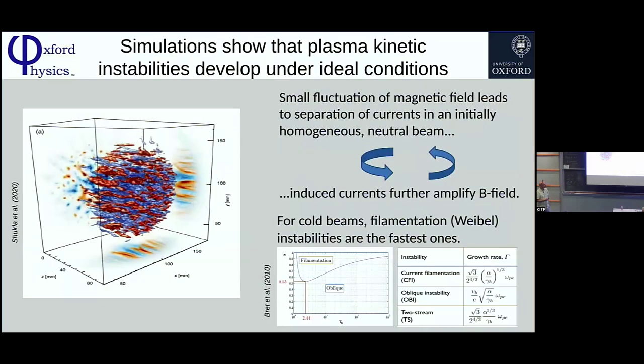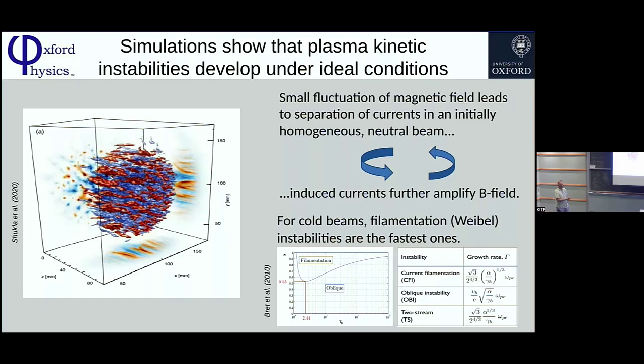As I said before, there are many simulations where you put a beam of electrons and positrons into a plasma, and what you see are structures like this one, where the beam becomes unstable, and the formation of magnetic fields leads to a separation of currents in an initially homogeneous neutral beam. Those instabilities then further amplify the magnetic field. There are many types of instabilities. Usually the fastest ones are the Weibel or current filamentation instabilities, but many other instabilities do play a role.